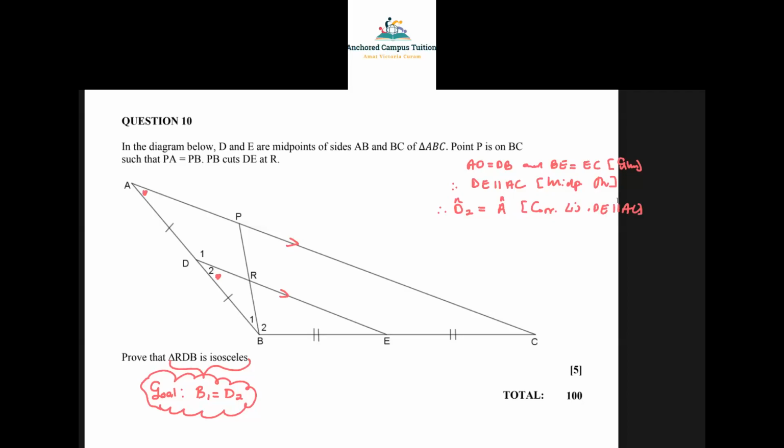But we are given that AP is equal to PB. Given. Therefore, it means that angle A is equal to B1, angles opposite equal sides.